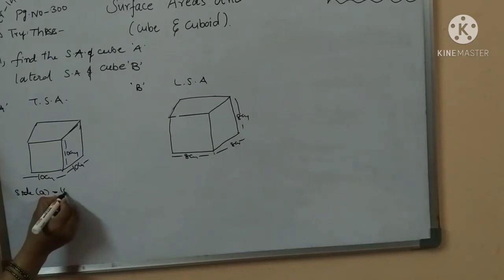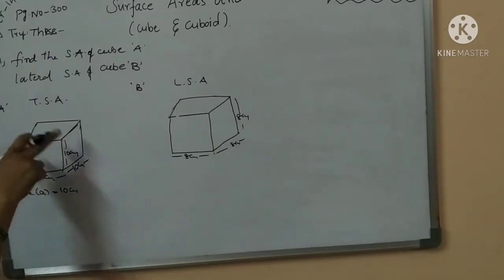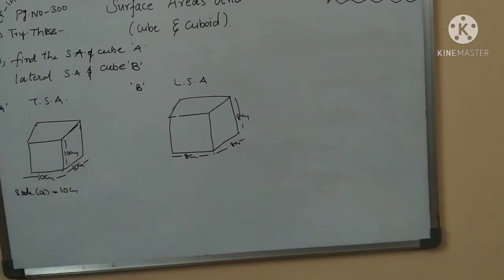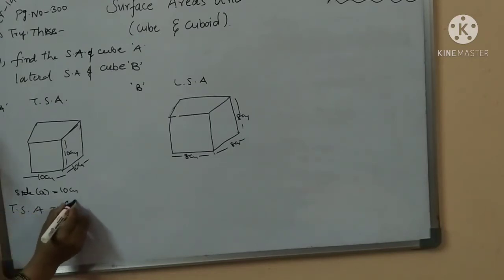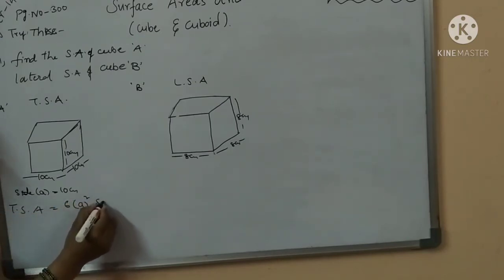A equal to 10 centimeters. So cube means here 3D shape. So it is all sides are equal. So here given the side A equal to 10 centimeters. Total surface area means how many faces? 6 faces. So what is the formula? Total surface area equal to 6 into A square units.